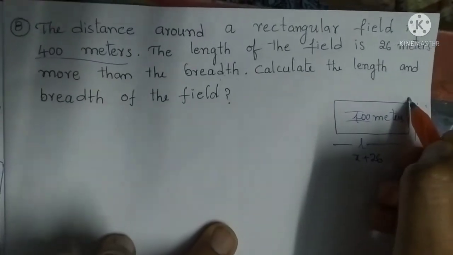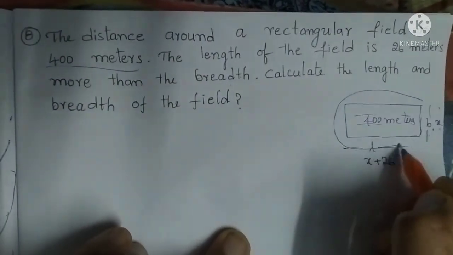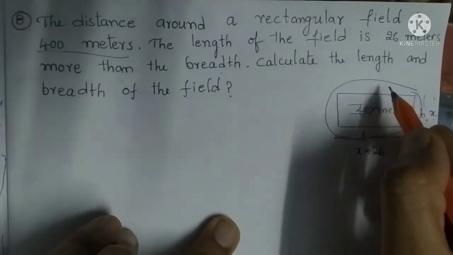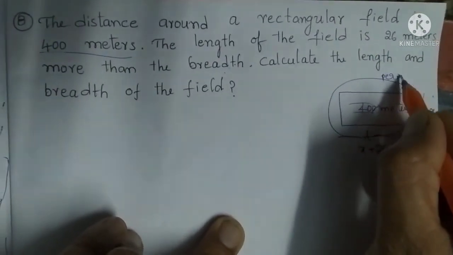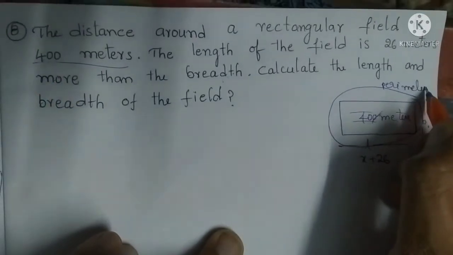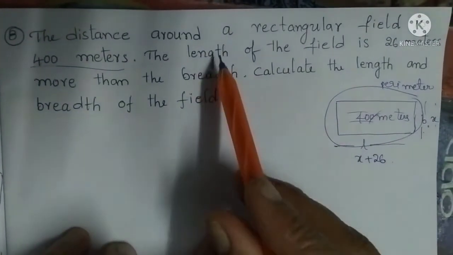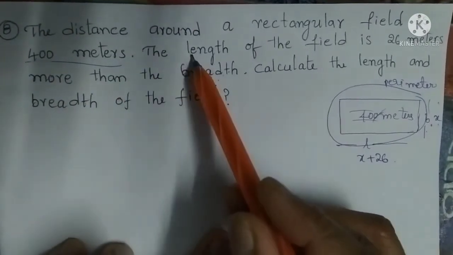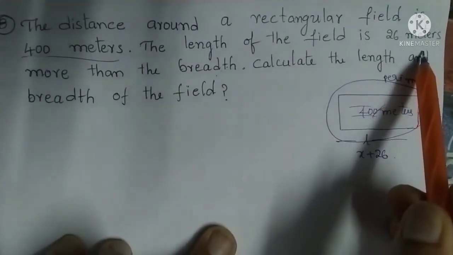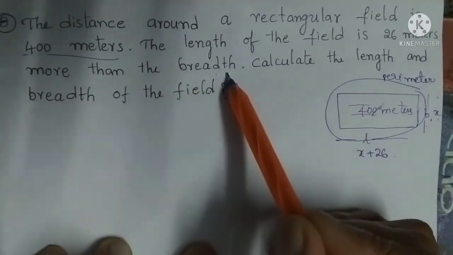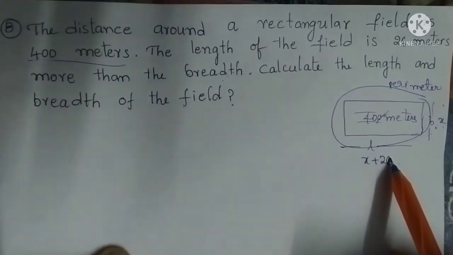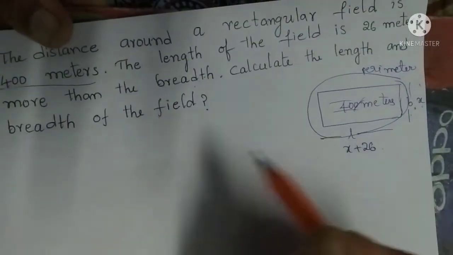Understand? Here observe that the distance around the rectangular field is 400 meters. Around the rectangular field means it is the perimeter. So the distance around a rectangular field is 400 meters. The length of the field is 26 meters more than the breadth. Calculate the length and breadth. Understand this figure, children? Okay, now let us start the solution.